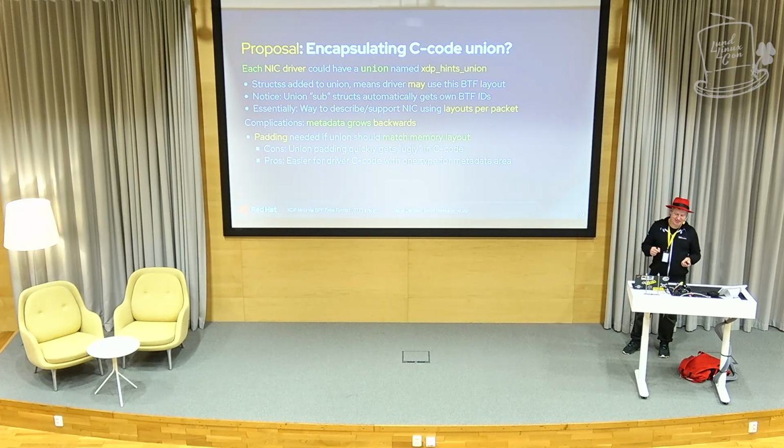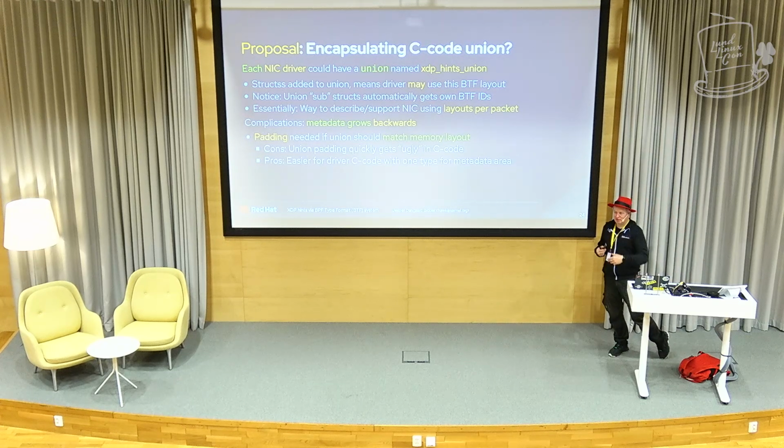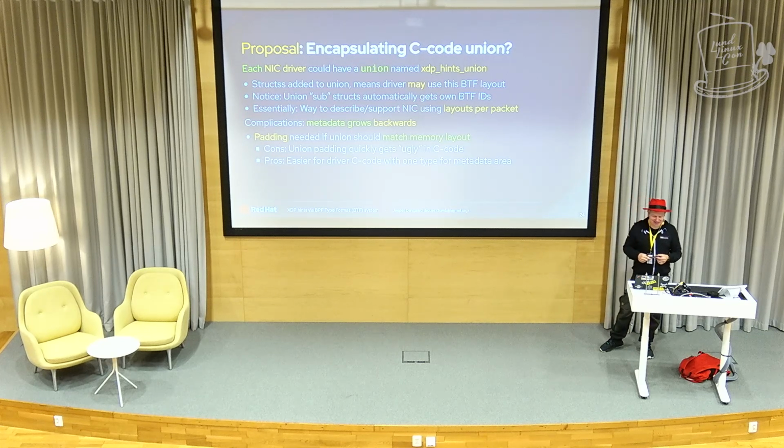One complication is that it grows backwards. So if we want this union to actually match the memory layout, instead of just being a container for user space to list, then we need to do padding on top whenever some struct is larger than the other. And it quickly gets ugly in C code.